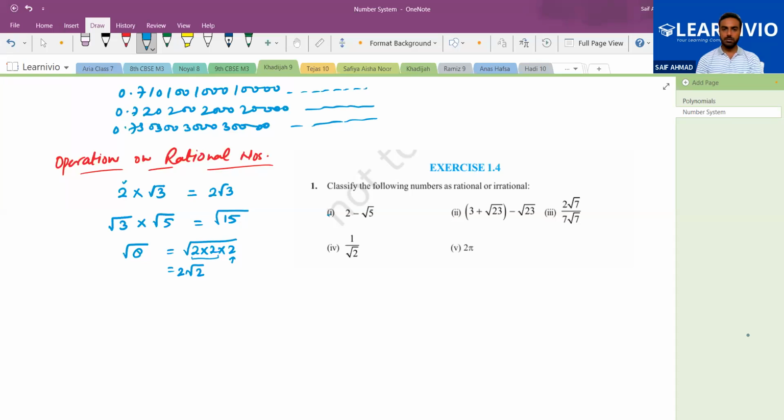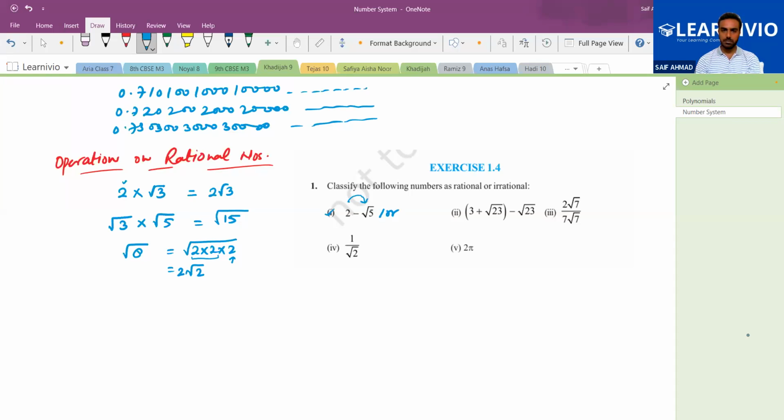Tell me, Khadijah, about the first one. Is it rational or irrational? Irrational, because we can't subtract an irrational number and an irrational number. Okay, so it will become irrational.